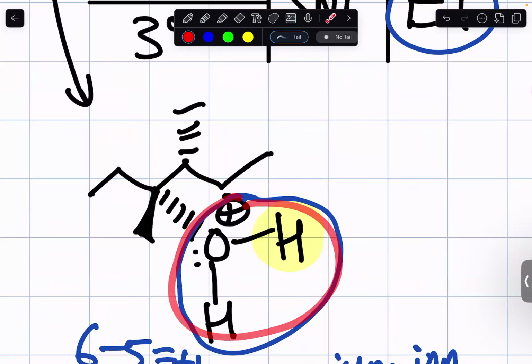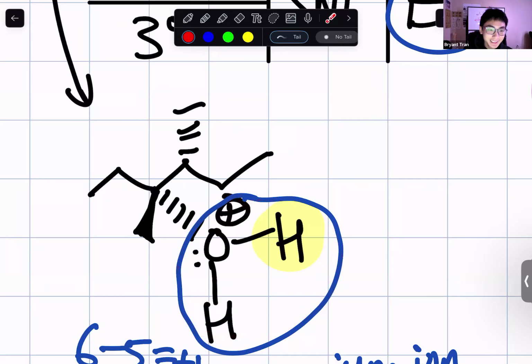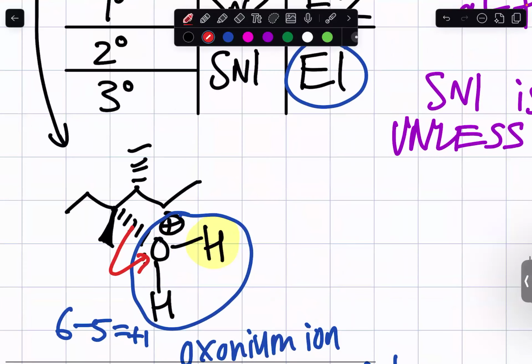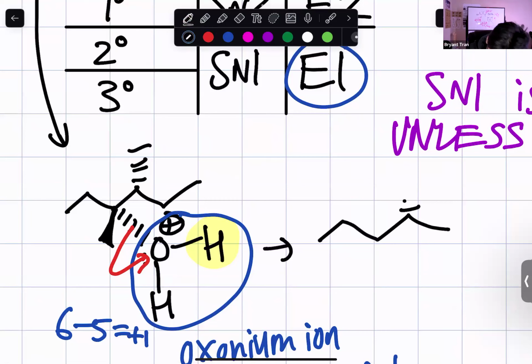Something to do with the leaving group. The leaving group will just leave. So this bond right here holding the leaving group just pops off like that. And when we do that, this carbon here will have 3 bonds.